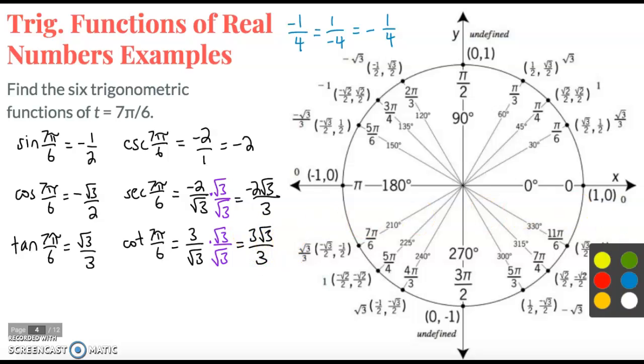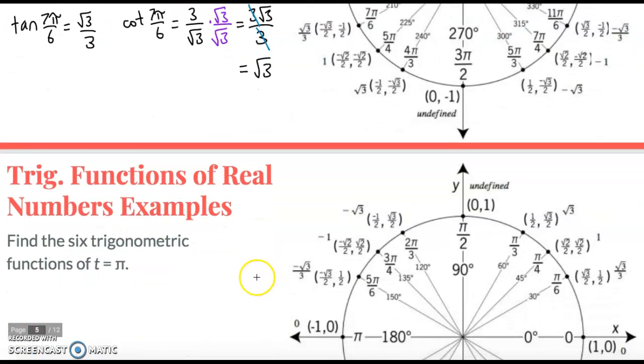And then you can actually take one extra step here. 3 divided by 3, they cancel out. So your final answer for cotangent is just square root of 3. All right.